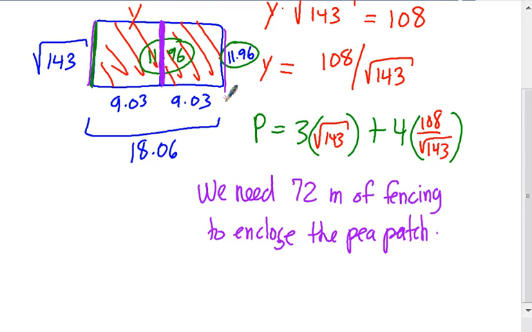Alright, so we've solved the fence problem. Our pea patch is now properly fenced in. Presumably we'd like to keep those rabbits out, so hopefully that will help with that. I hope this video is helping you to understand how to use modeling to solve problems. And let's go a step further with this.